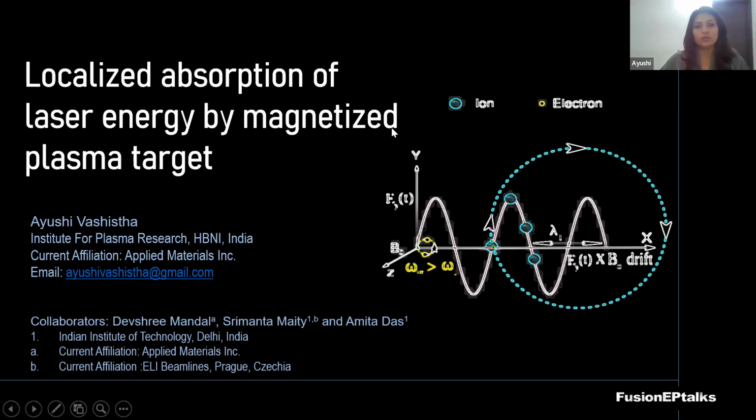I'm going to present a work which is part of my PhD thesis, and the title of my talk is Localized Absorption of Laser Energy by a Magnetized Plasma Target. This work was carried out at the Institute for Plasma Research, India, in collaboration with Professor.